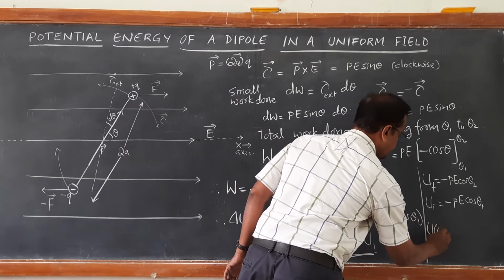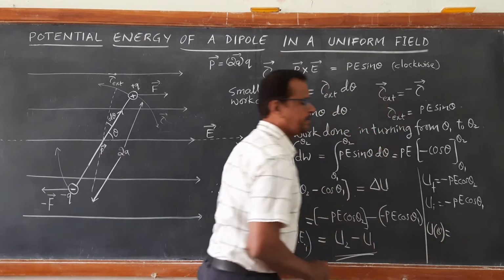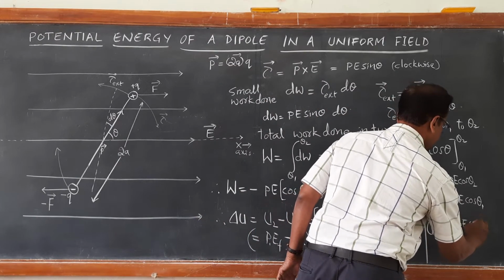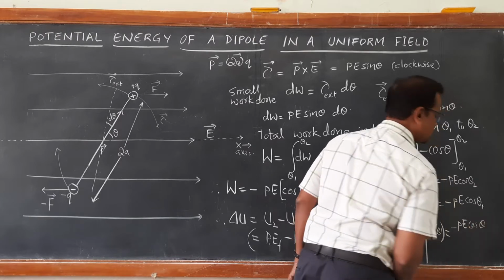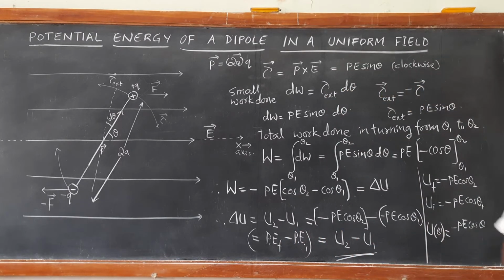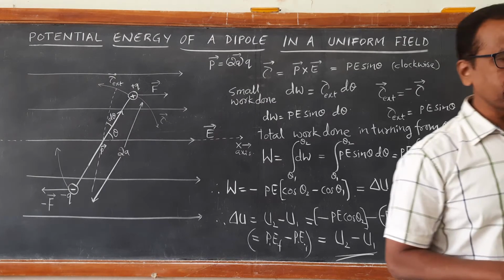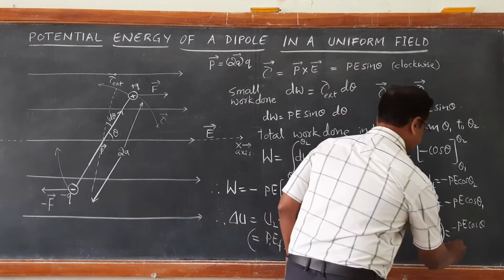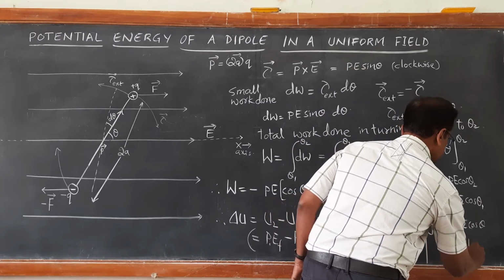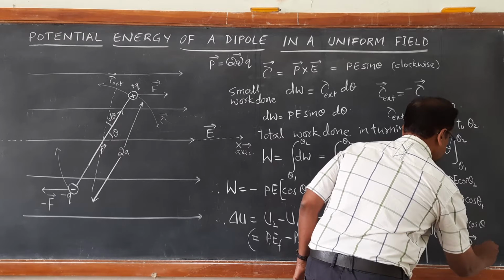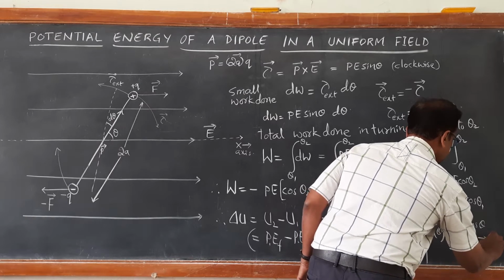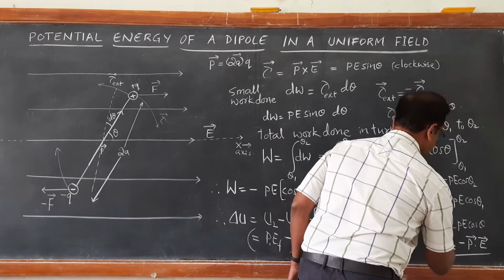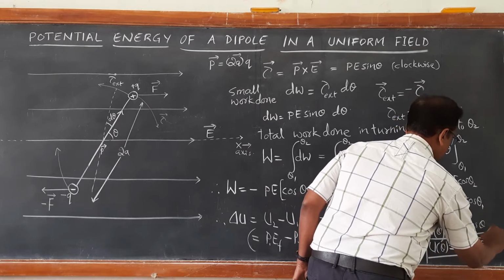U at any angle theta can now be written as minus Pe cos theta, where theta corresponds to the angular position, right? And the same thing can be written as minus P dot E. So, U theta can be represented as minus P dot E.